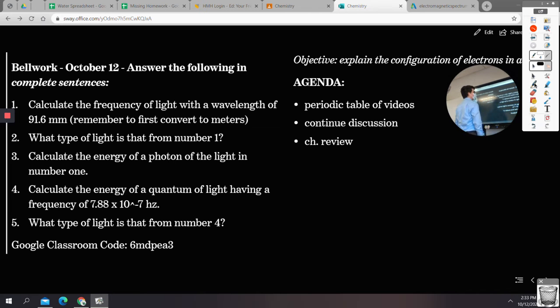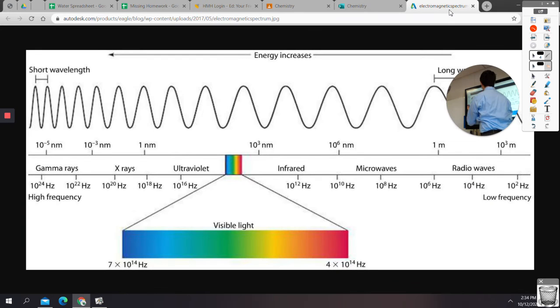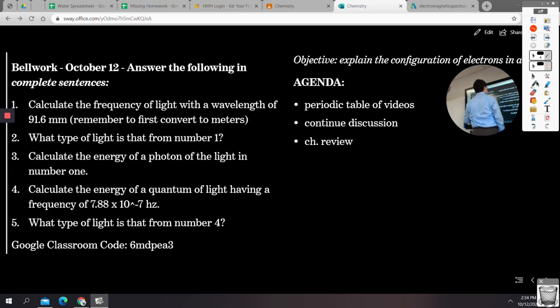Number 2, what type of light is that from number 1? I pulled up the electromagnetic spectrum. Our answer was in the 10 to the 10th range, which is here. Microwave. This is how you point, just drag it around. It's in this range, and so it's in the microwave range. Perfect.